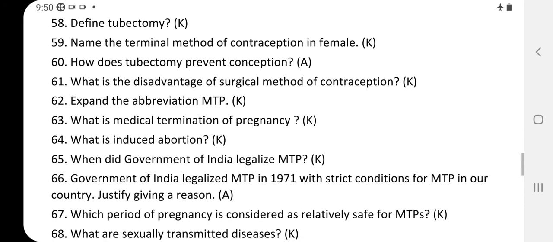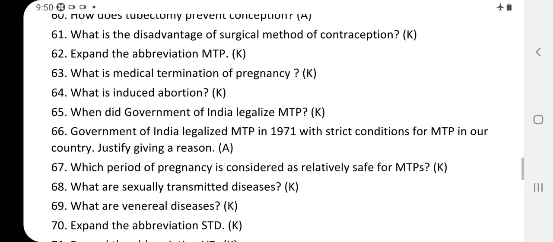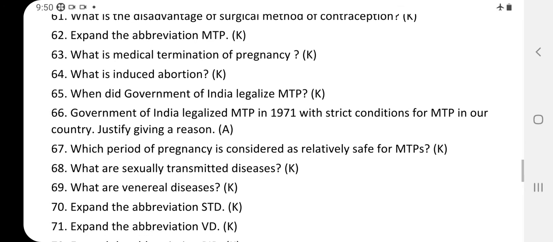65th question. When did the Government of India legalize MTP? The Government of India legalized MTP in the year 1971.